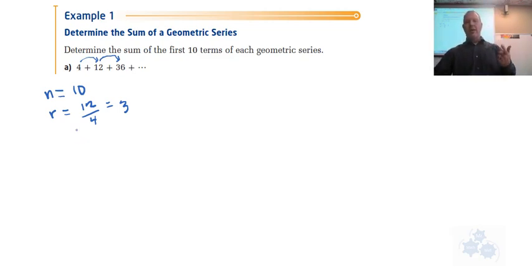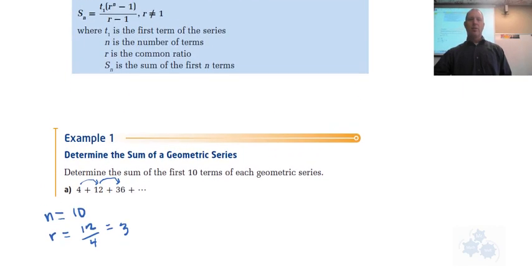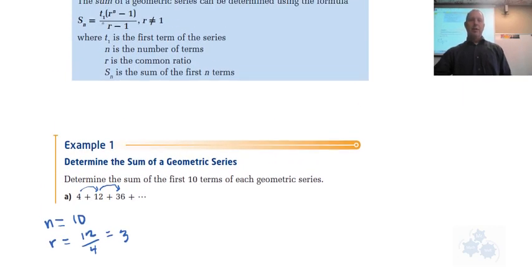Okay. So I've got n, I've got r. What else do I need? Well, let's go back and look at that formula again. I'm going to need T1, right? I need n, I need r, I need T1. Good job. So T1 is 4. So the sum of the first 10 terms looks like this. 4 times 3 to the power of n, which is 10, and then I'm going to subtract 1.